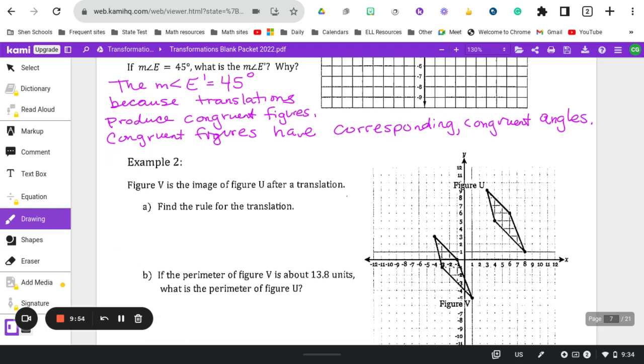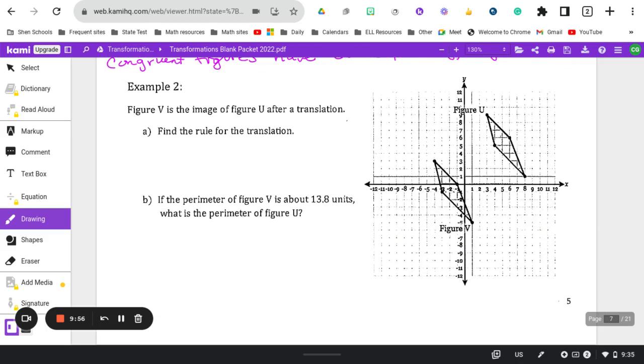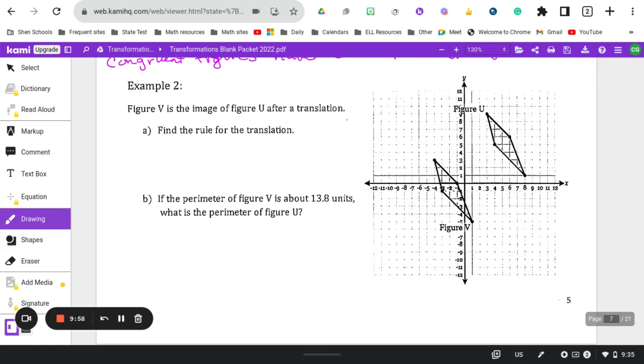All right, example 2, figure V is the image of figure U. So let's just shade in with our pencil lightly figure U. That's our pre-image, and we're moving to figure V. You always want to figure out which way you're moving to, which one came first and which one came second, because that will affect your translation rule. Now, it says find the rule for the translation.